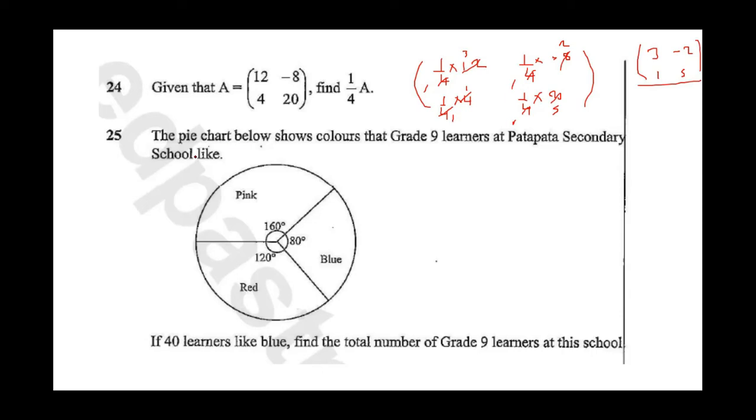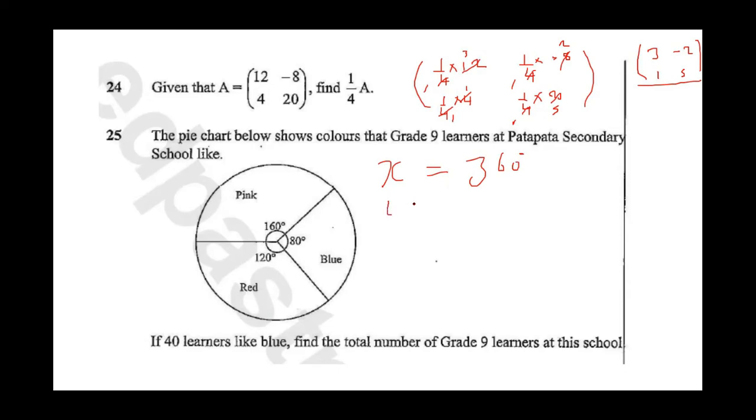Alright. 25. The pie chart below shows colors that grade 9 learners at Patapata Secondary School like. So we are the group that like pink, we are the group blue, we are the group red. So they are saying if 40 learners like blue, find the total number of grade 9 learners at school. So now the total in a pie chart, the total always represents what? 360. So we are going to say x is equal to 360 degrees.